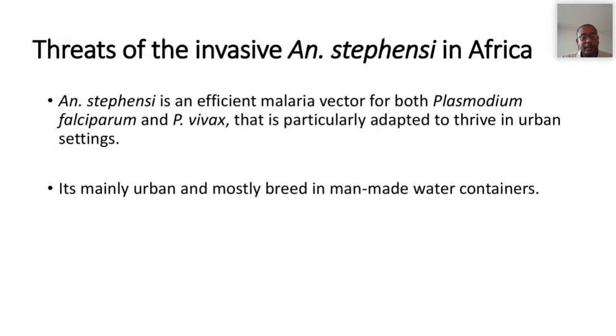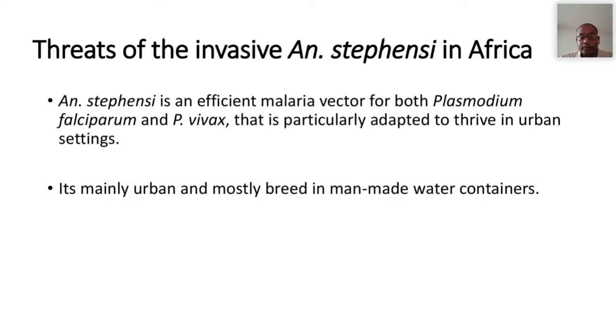Another threat that Anopheles stephensi brings to the area is that it is mainly urban and mostly breeds in man-made water containers, and this has advantages and disadvantages. One of the major disadvantages is that the malaria issue so far in Africa was mainly associated with rural areas, with heavy transmission there, and even the control program is built around delivering better control and surveillance in rural areas. So this is one of the factors that put Anopheles stephensi out of reach of routine surveillance, because it mainly thrives, breeds and expands in urban areas.